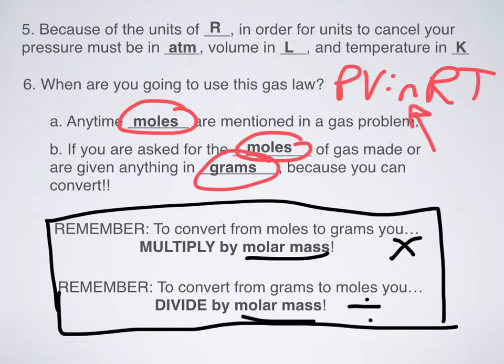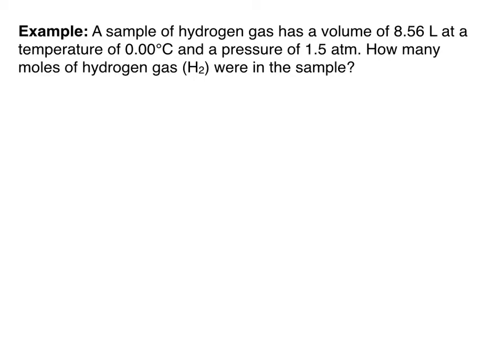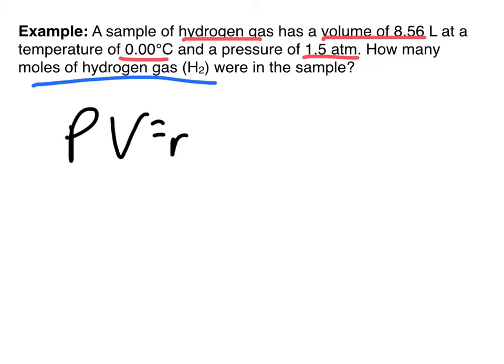Now let's practice this. Here's a really good example. A sample of hydrogen gas has a volume of 8.56 liters at a temperature of 0.00 degrees Celsius and a pressure of 1.5 atmospheres. How many moles of gas were in this sample? Well, let's underline all of the key information since that's going to be my go-to thing. So, I have a sample. It is hydrogen gas. My volume, 8.56 liters. My temperature, 0.00 degrees Celsius. My pressure, 1.5 atmospheres. And what am I looking for? How many moles? So PV equals nRT. It mentions moles. I need to use this.